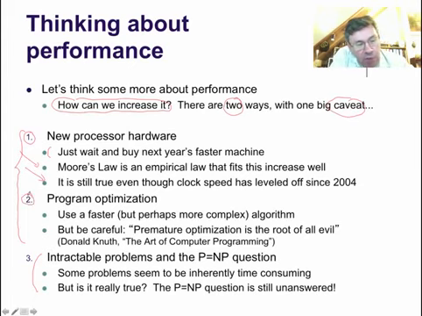The second way is program optimization. So instead of using a naive, stupid algorithm, use a faster, clever, but perhaps more complex algorithm that goes faster and improves performance. But be careful. This is fraught with dangers, and in fact, the lesson was immortalized by computer science pioneer Donald Knuth in the phrase, premature optimization is the root of all evil. So we'll talk about that.